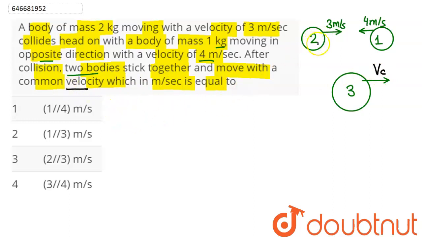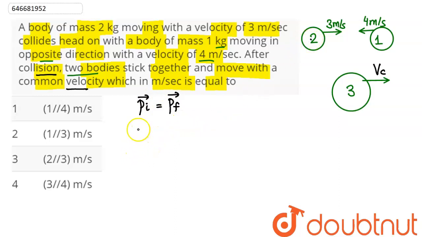So here we can say since in collision no external force is acting, so we can say here net external force is 0, which implies that net linear momentum of the system shall remain constant, which implies that our linear momentum conservation principle gives us here initial linear momentum equal to final linear momentum of the system.